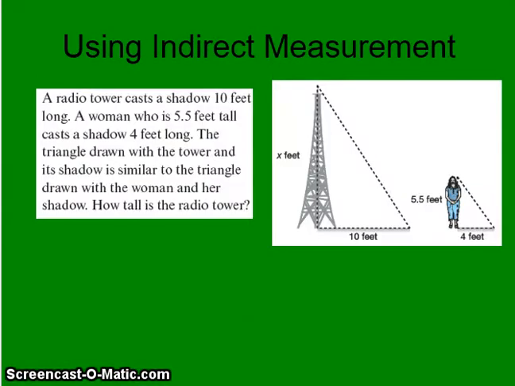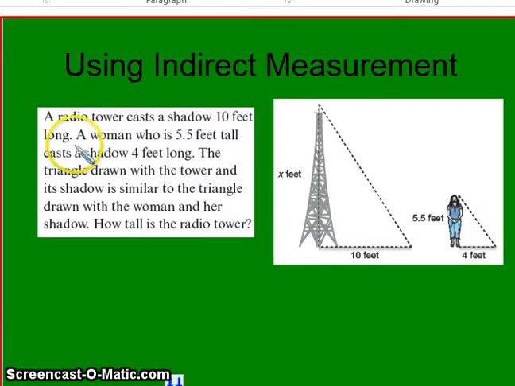Here's another example where we're going to use indirect measurement. This again needs to be in your notebook. A radio tower casts a shadow 10 feet long. A woman who is 5.5 feet tall casts a shadow 4 feet long. The triangle drawn with the tower and its shadow is similar to the triangle drawn with the woman and her shadow. How tall is the radio tower?